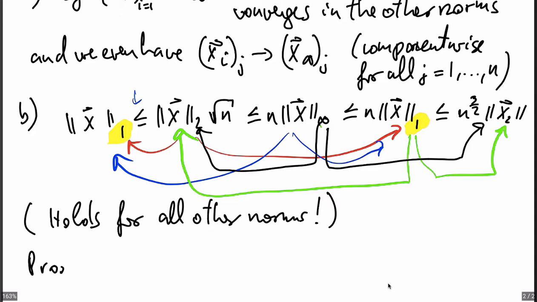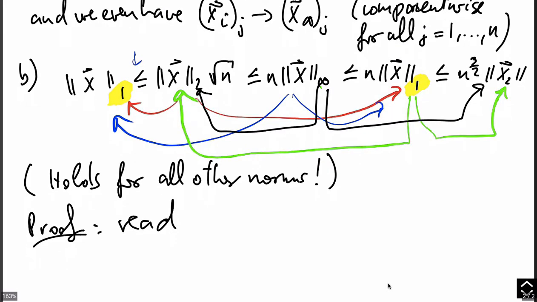And the proof is very simple. Again, please read this in the book. It's not complicated, and perhaps I will assign some homework to check these properties. So this is section 8.1, and next is 8.2, orthonormal basis.